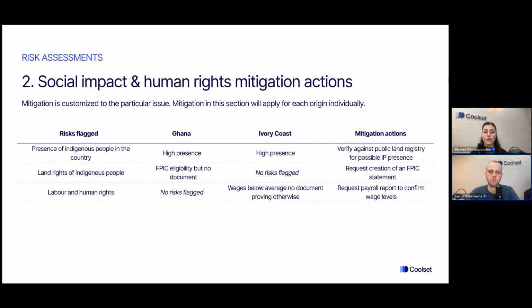Lastly, when it comes to labor and human rights and the issue we had with the Ivory Coast plot, you can request, for example, payroll information from the cooperative or the farmer in order to confirm if these wage levels are too low. And then, of course, you need to move on to extra mitigation actions if indeed there is an issue with this particular part.